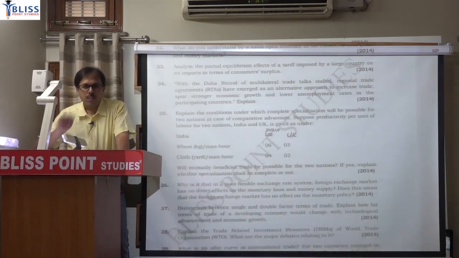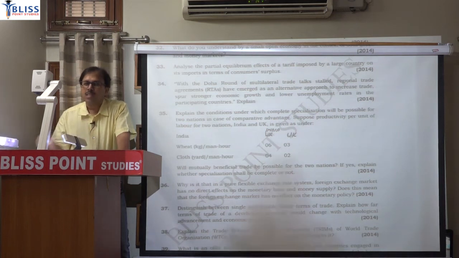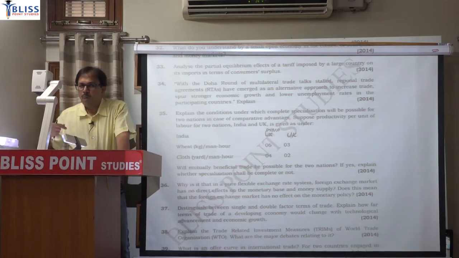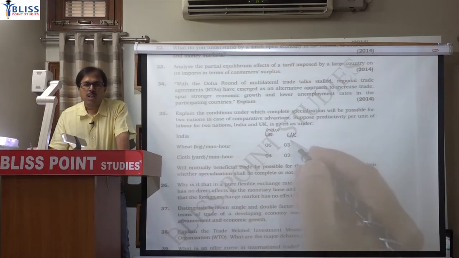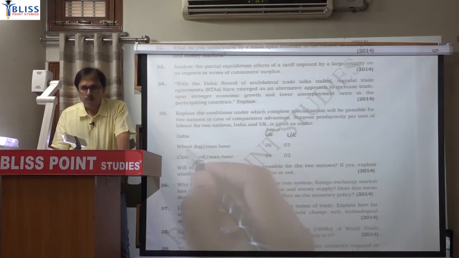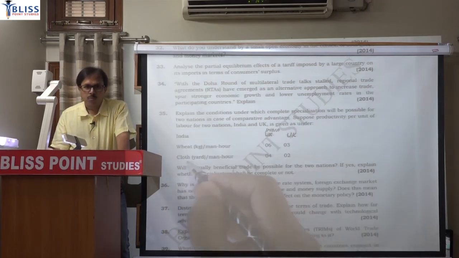Productivity per unit of labor is given. That means in 1 labor hour how many units of quantity are being produced. And what they were writing in the other one was the unit labor requirement. That means to produce 1 unit how much labor was required, and this is productivity per unit of labor. That means in 1 labor hour how many units are produced. So this 6 and 3 is not hours, this 6 and 3 is the unit. This is the unit of wheat produced, unit of cloth produced.